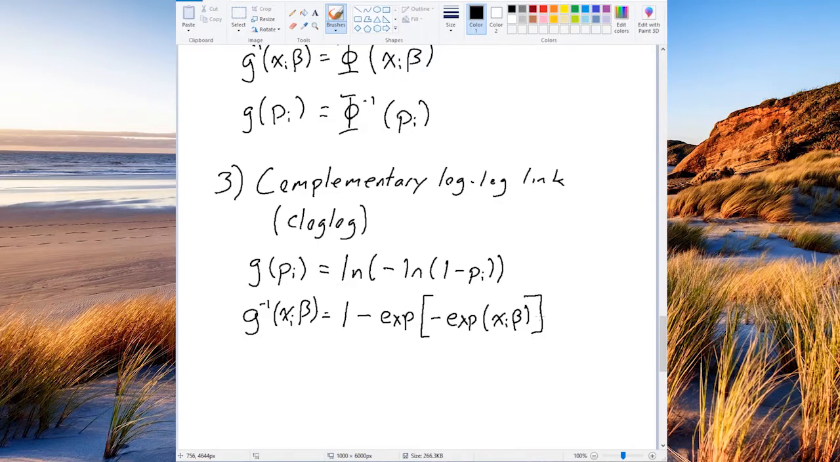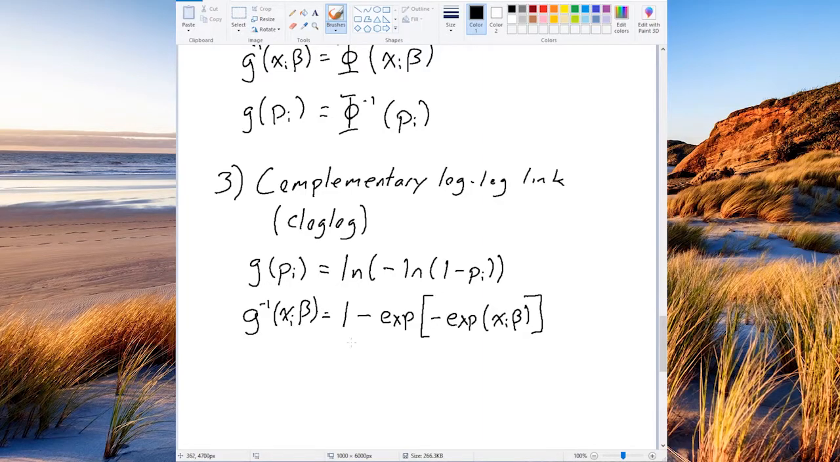xi beta. And so if I take these guys and do what I did earlier on the logistic and the logit, I should find that these are proper inverses of each other too. And if I do g of g inverse of xi beta, I get back xi beta. Because I don't really use the complementary log-log link much, I'm not going to bother deriving that for you. If you want to, go ahead and have fun doing it yourself.